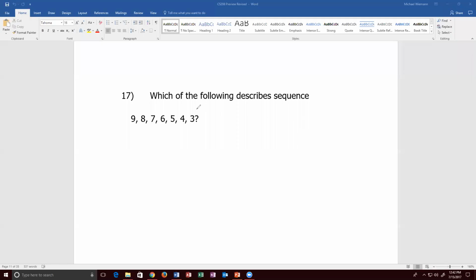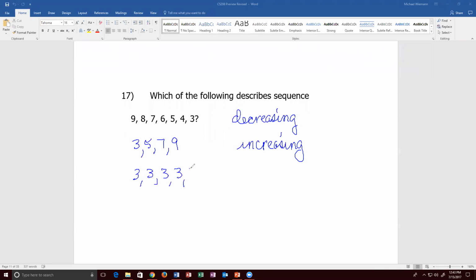Looking at number 17, which of the following describes this sequence? Notice the values are decreasing. So this is considered to be a decreasing sequence. We had other examples that we may look at, 3, 5, 7, 9. That is an example of increasing. If that was asked, if we had 3, 3, 3, 3, 3, this one is neither decreasing nor increasing. So that takes care of problem number 17 here.